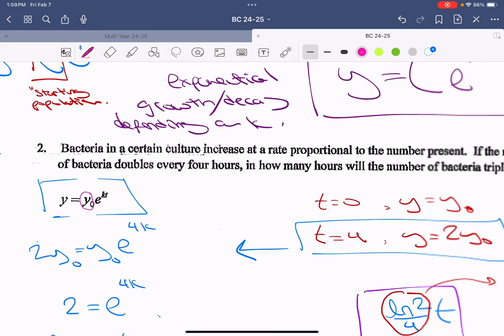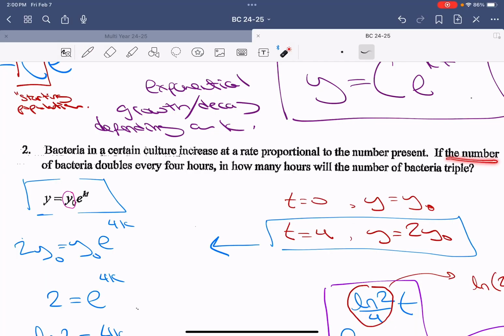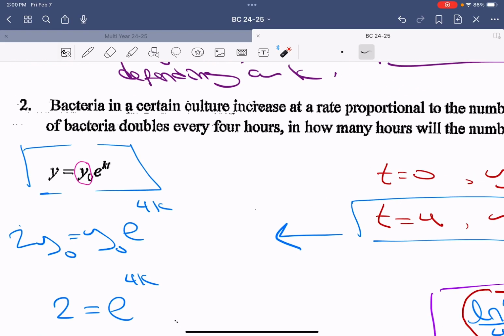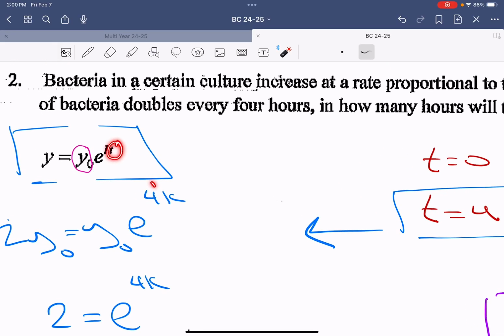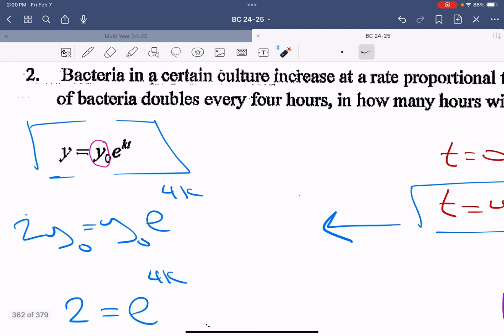So the first thing I did here was, okay, the number of bacteria doubles every 4 hours. That means when t equals 4, the amount of bacteria will be double the starting amount. So I just subbed in 4, 2 y naught.